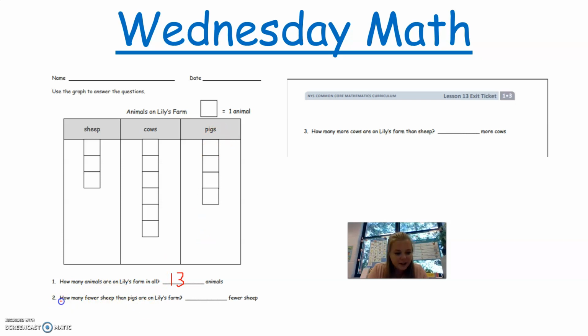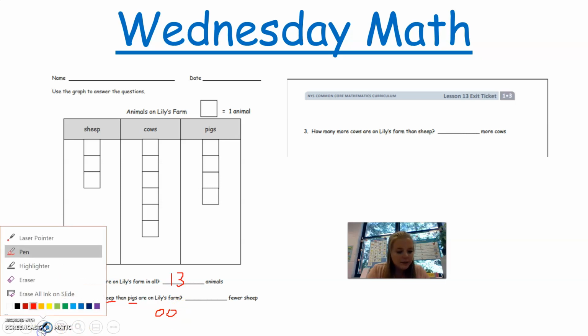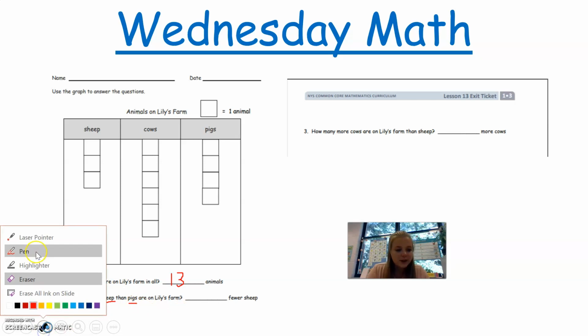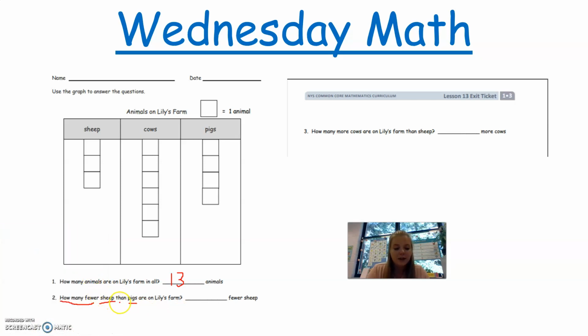Okay? How many fewer sheep? So we see how many fewer sheep than pigs are on the farm. Well, actually, let's start with sheep, because sheep come first in the question, right? How many fewer sheep than pigs? So let's start with sheep. 1, 2, 3. Perfect. Okay, and then pigs, there were 1, 2, 3, 4. So let's do our circles.